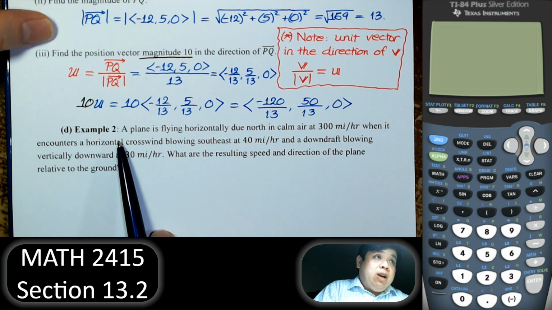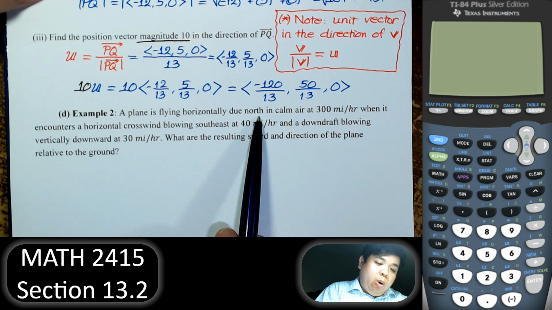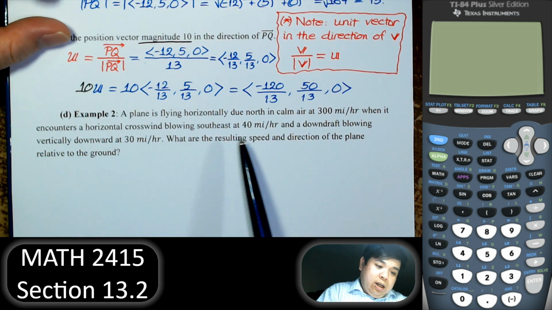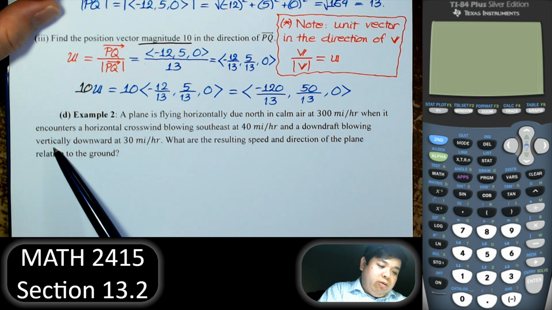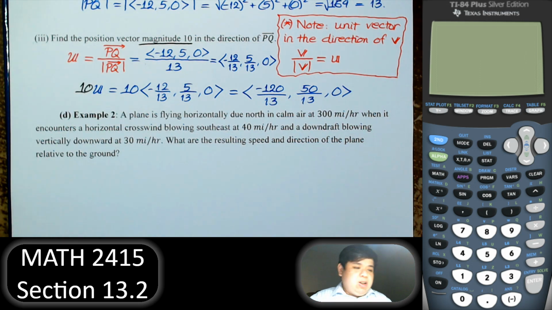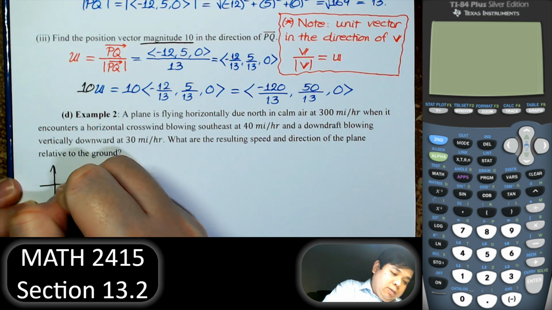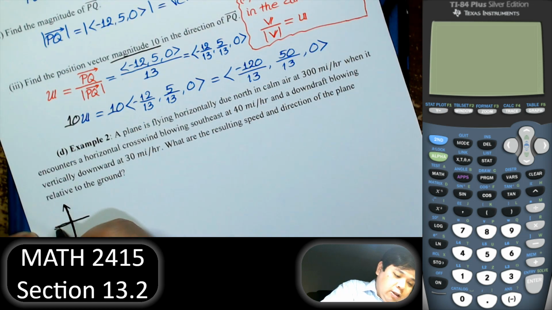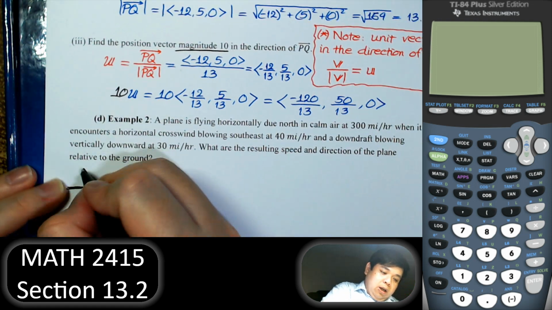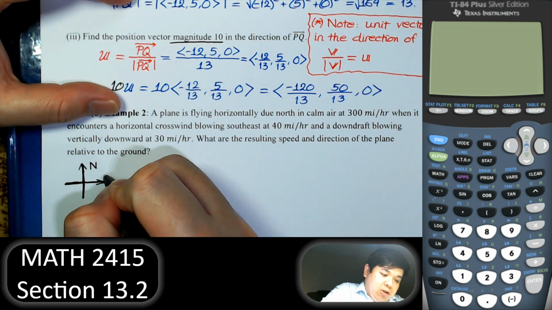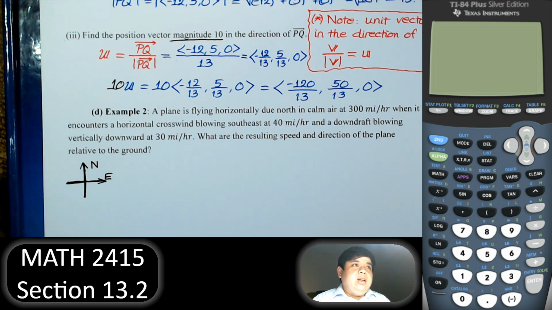We have an application problem here. A plane is flying horizontally due north in calm air, which means there's no wind, when it encounters a crosswind and a downward draft blowing vertically downward at 30 miles per hour. Usually if we have just 2 dimensions, then for 2 dimensions, north is up and east is on the right. Now how do we put this in 3 dimensions? In 3 dimensions, is north x or y?